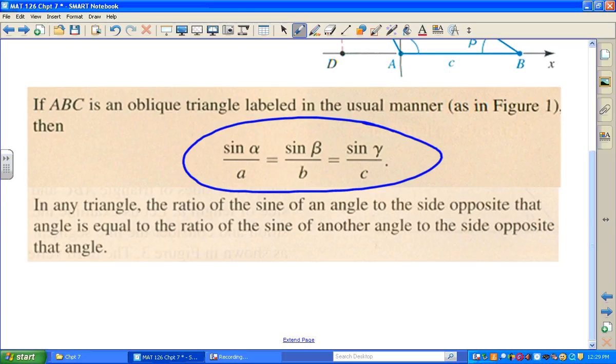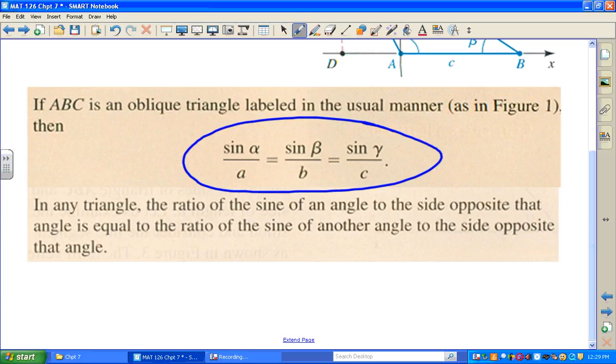So start writing. That is an extended proportion, normally used only when you have similar triangles. However, in this extended proportion, this is known as the law of sines. It's for solving non-right triangles or right triangles.